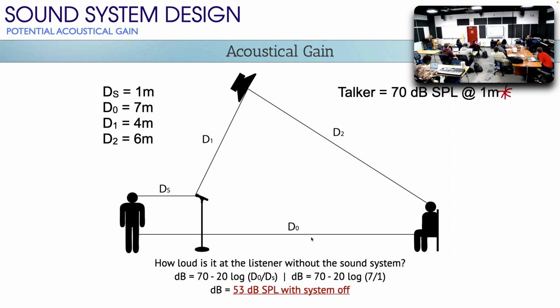In that scenario, we know that feedback will begin when the sound from the loudspeaker hits the microphone also at 70 dB SPL. So acoustical gain, in other words the difference we are able to make, is defined as the difference in loudness as perceived by the listener between when the sound system is turned off and when the sound system is turned on.